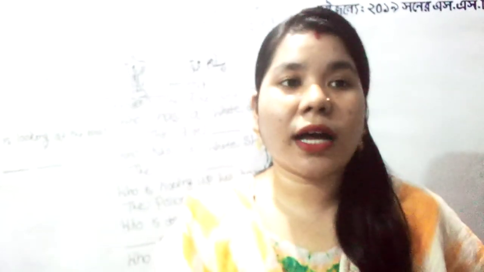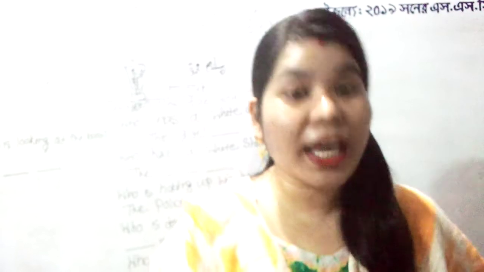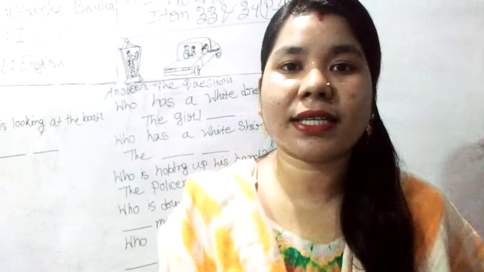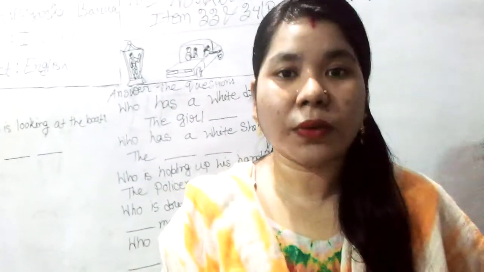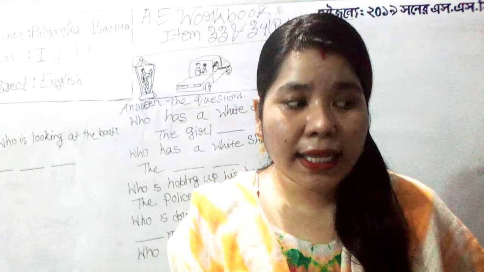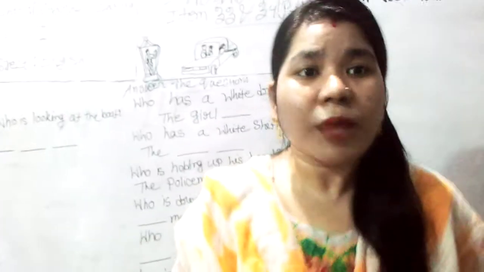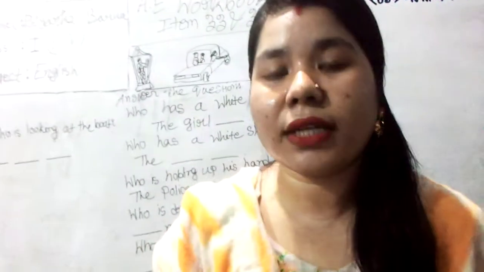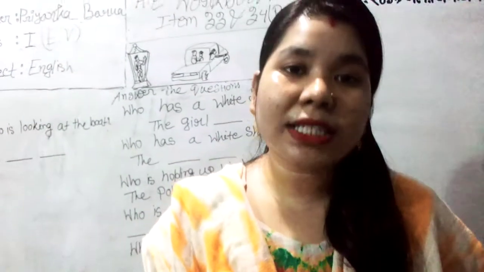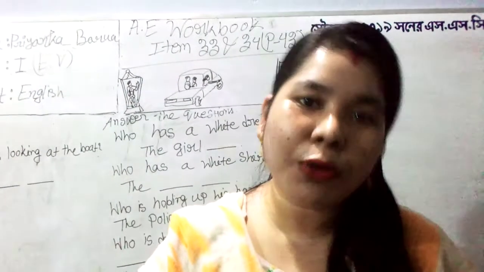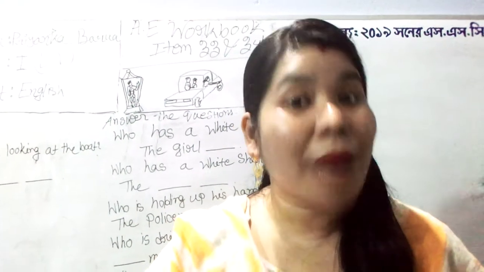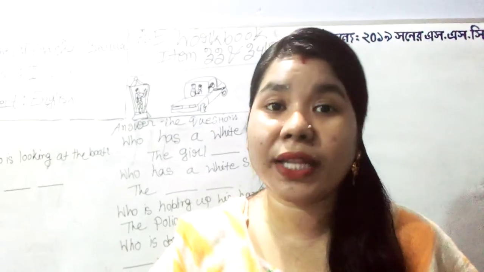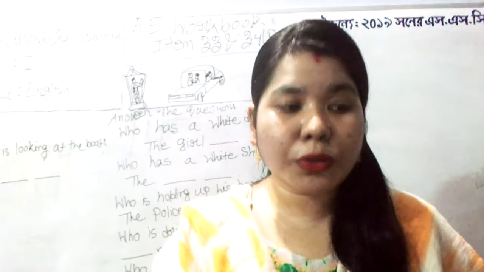Here, item number 33 and item number 34 in your Active English workbook, these two lessons are basically collaborated with each other. I think it was left behind, but now it's time to solve it. That's why I have chosen this topic for you. Before starting the class, I request you to have your book with you, and of course your pencil and eraser. Okay, babies?